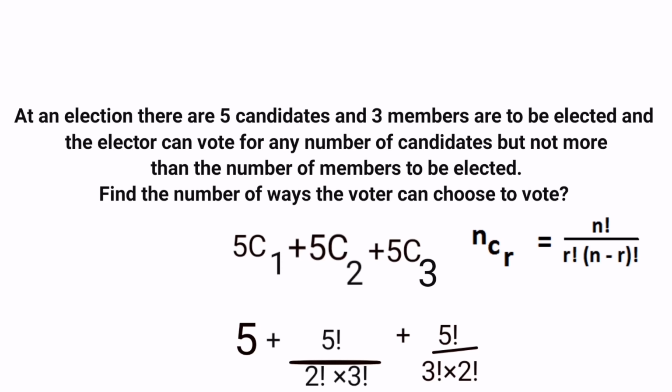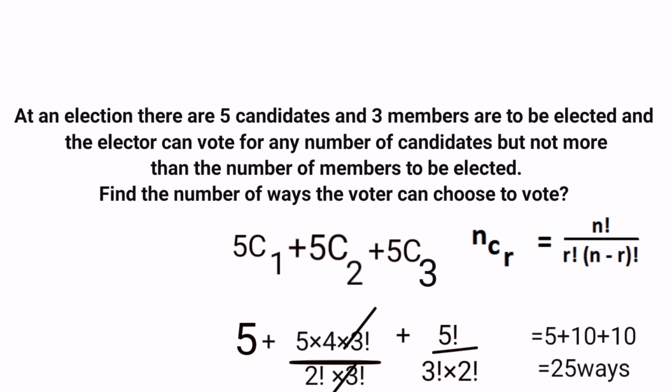So here 5 factorial divided by 2 factorial into 3 factorial. So we know that 5 factorial is 5 into 4 into 3 factorial divided by 2 factorial into 3 factorial. So here 3 factorial and 3 factorial will get cancelled. So the remaining will be 5 into 4, 20 by 2 factorial, which is nothing but 2. 20 by 2 is 10. In the third part also, it is the same: 5 factorial by 3 factorial into 2 factorial, that we got the answer as 10. So, in total, how many ways are there? 5 plus 10 plus 10. That is 25 ways.